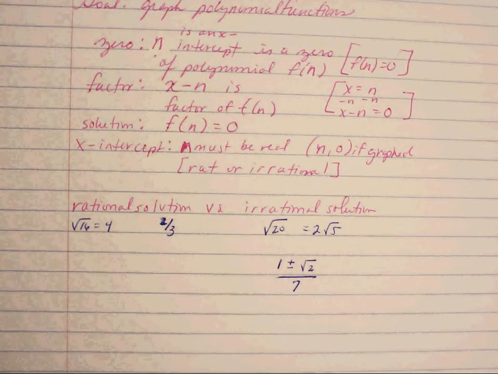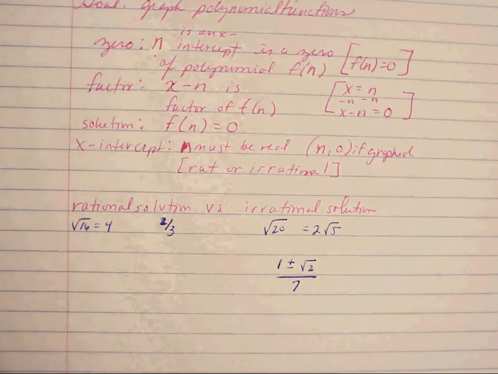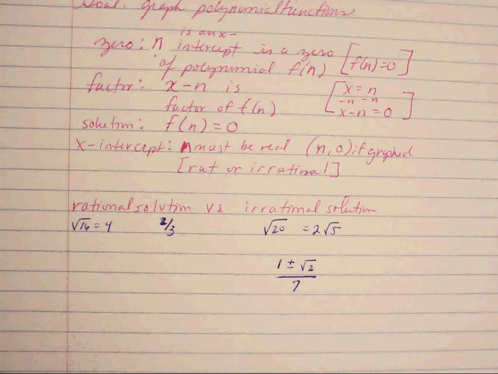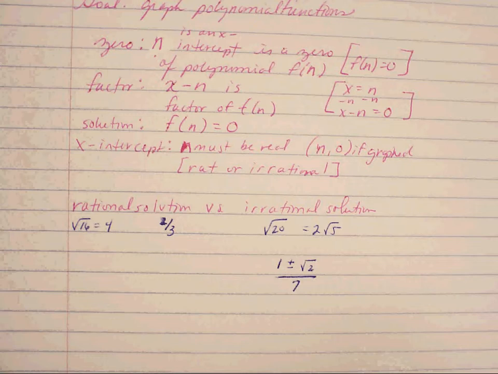Remember question 42 in the homework last night? Were any of those perfect rational solutions? No, every single one of them hit between two integers somewhere, and they never ended and never repeated, which makes them irrational solutions.